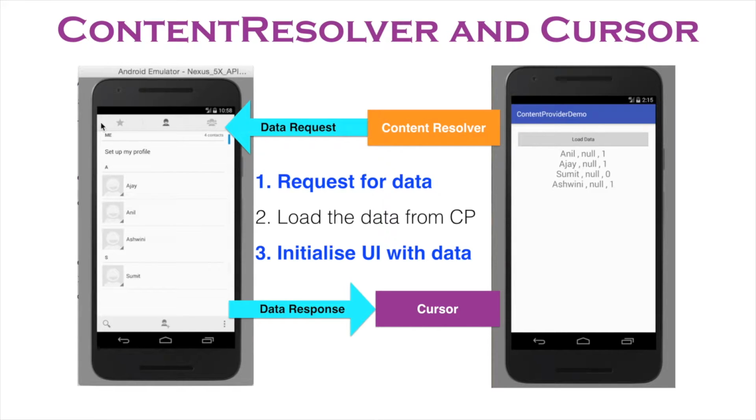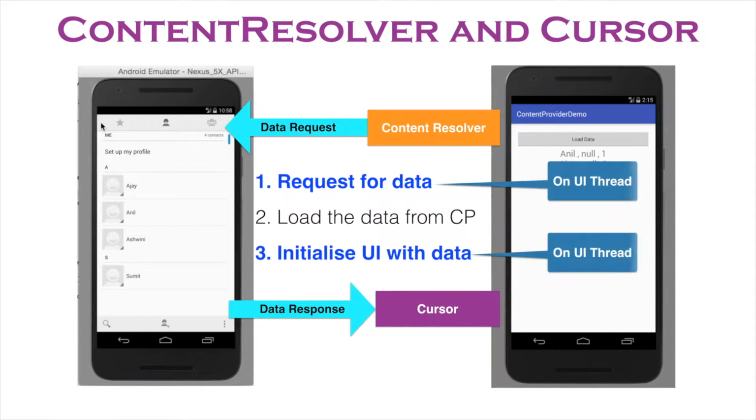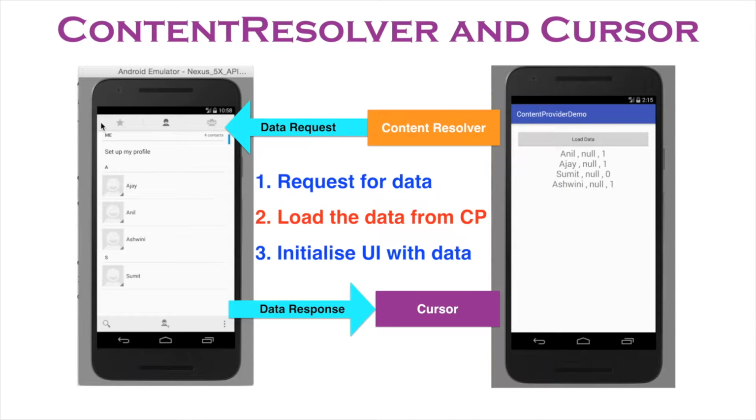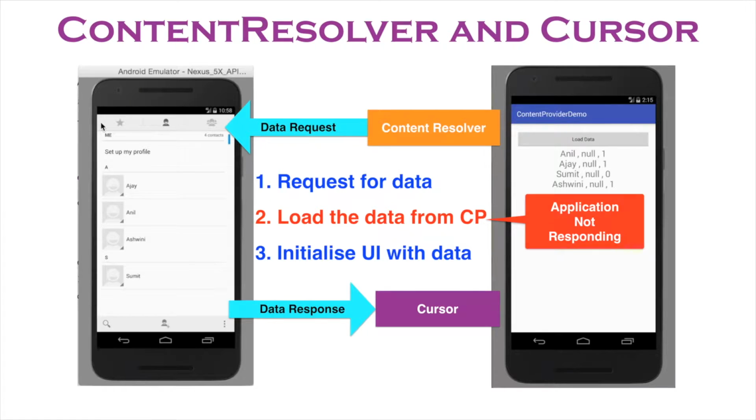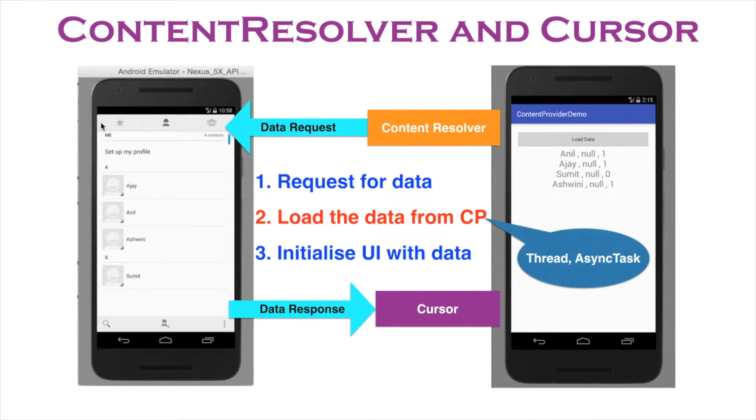Requesting for the data and initializing the UI with the data typically happens on the UI thread. The second step, which is loading the data from the content provider, if not explicitly taken care of, will always happen on the UI thread or the main thread. This is not a good idea because if the data is very huge, it will lead to an application not responding error. One way of solving this particular problem is you can use either a thread or an async task.